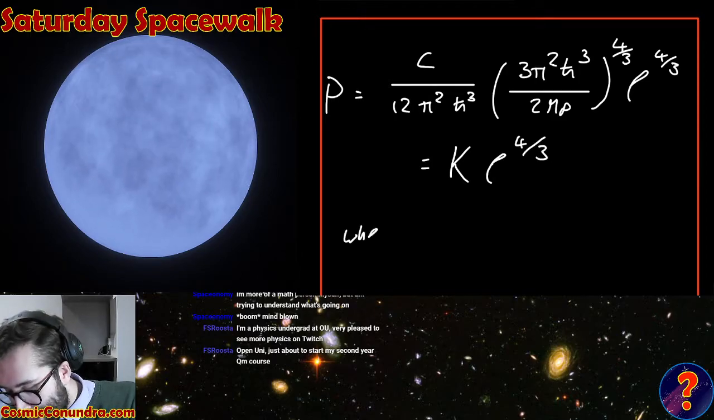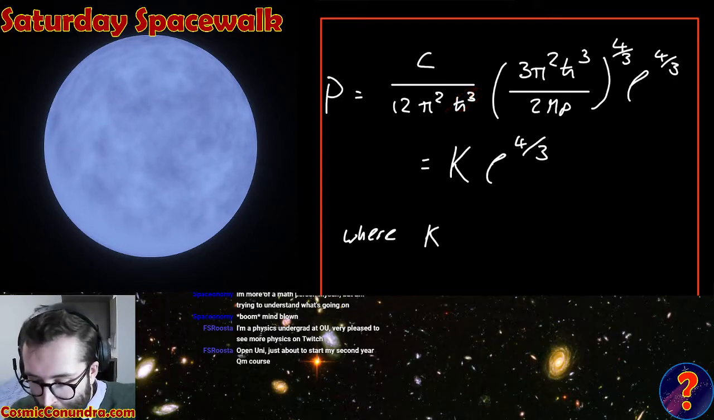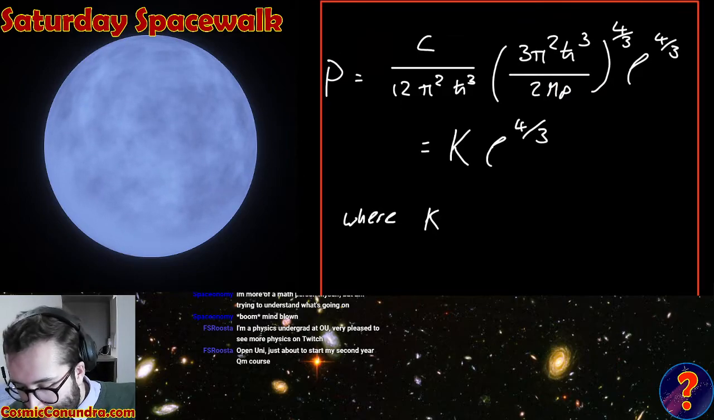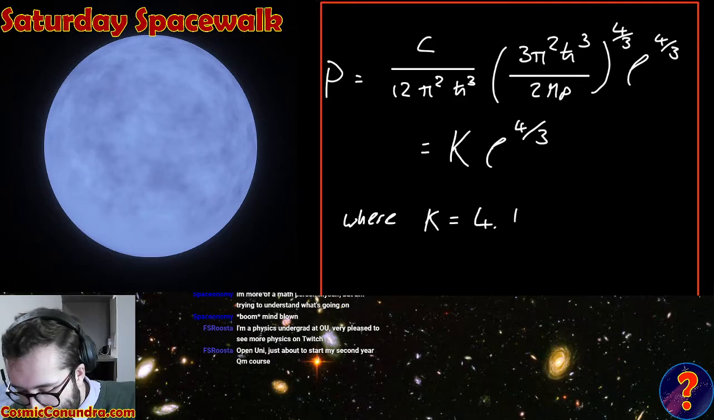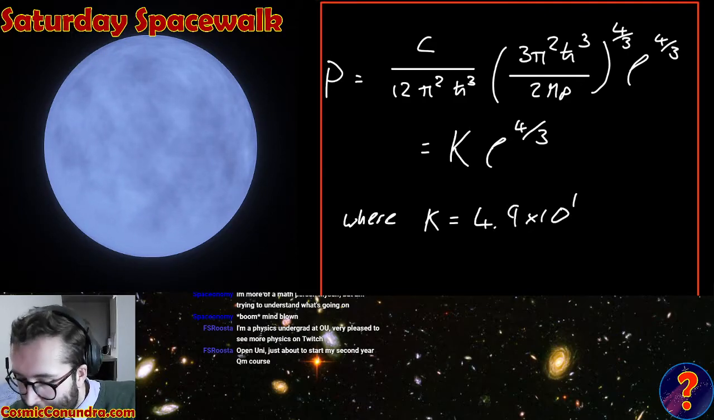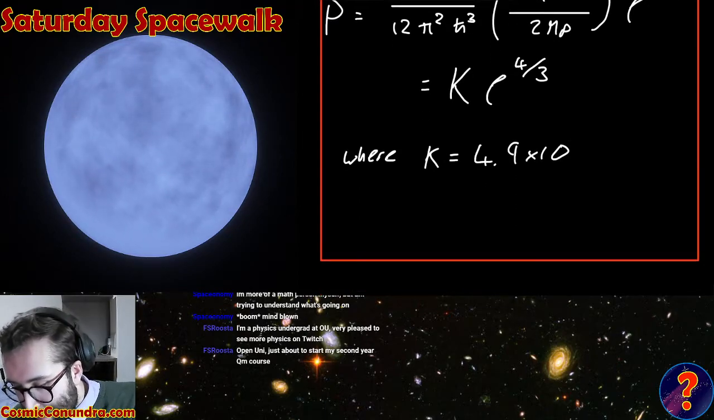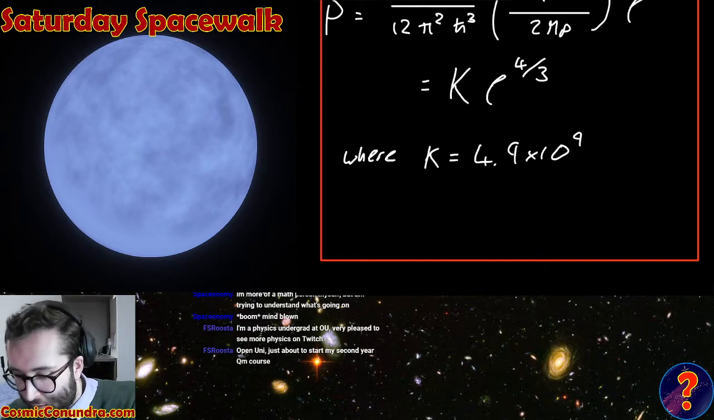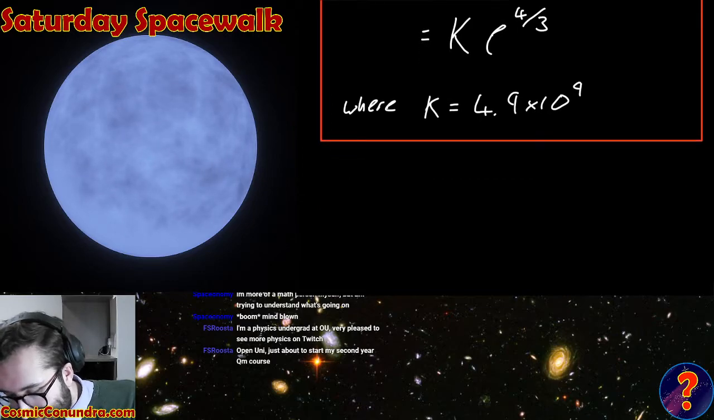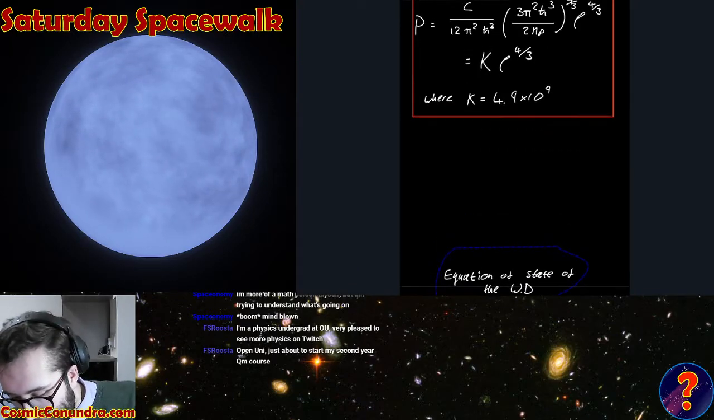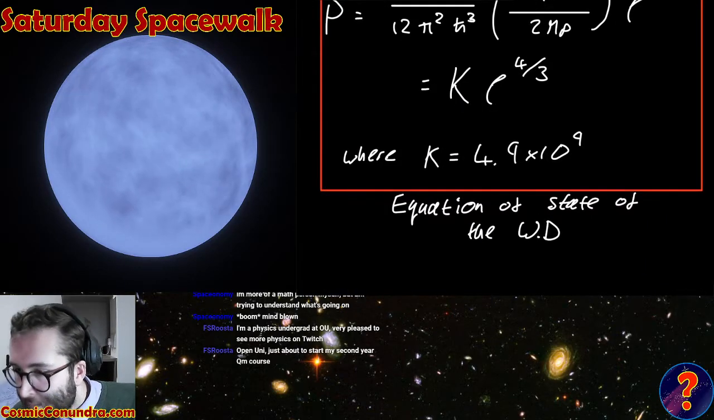And if you actually calculate this numerical constant k, using the value of h bar, the proton mass, etc., you get that it's equal to, I calculated earlier, 4.9 times 10 to the 9. Okay. So this is a number we will plug in later when we're trying to find the Chandrasekhar mass. So this is a different way of writing the equation of state in terms of the numerical value of the prefactor. Okay.